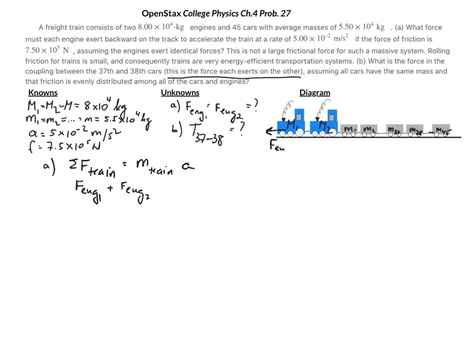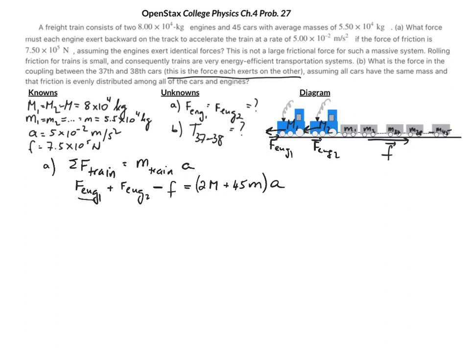So this is force engine 1, this is force engine 2, and the friction force is going to retard the train's motion, so that's going to be in the negative direction. So I'll have it as minus friction force. So that is equal to the mass of the train, so that is 2 masses of the locomotive or engines plus 45 masses of the cars times the acceleration.